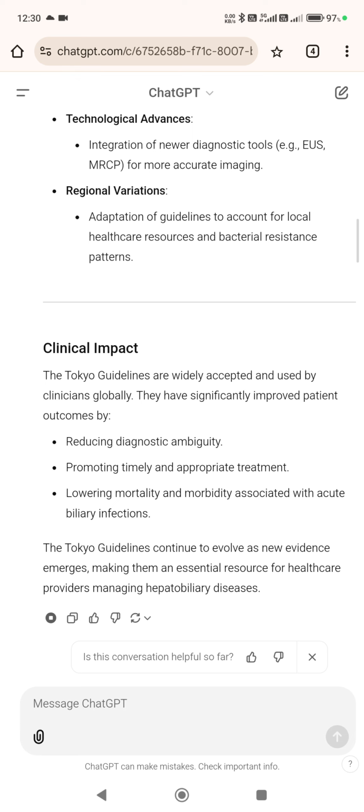Clinical impact. The Tokyo Guidelines are widely accepted and used by clinicians globally. They have significantly improved patient outcomes by reducing diagnostic ambiguity, promoting timely and appropriate treatment, lowering mortality and morbidity associated with acute biliary infections. The Tokyo Guidelines continue to evolve as new evidence emerges, making them an essential resource for healthcare providers managing hepatobiliary diseases.